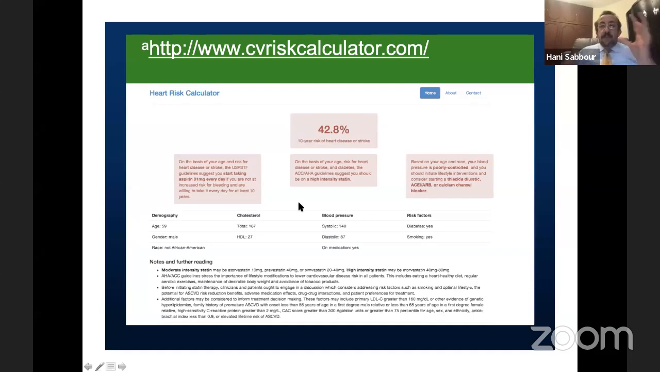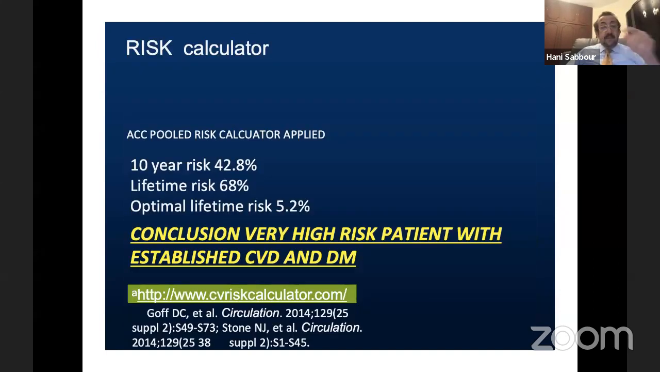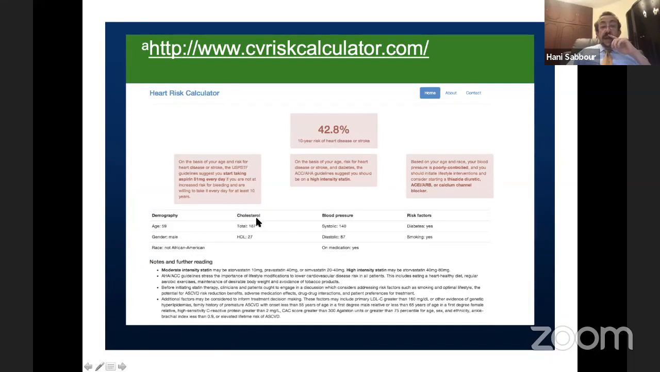So I hope it's clear that you now have to integrate both risk calculators in order to reach the same decision, whether it's for lipids, for diabetes, or for hypertension. So if you take a patient like we just saw here, a male, 59 years old, with high cholesterol, low HDL, blood pressure 140/87, diabetic and smoker, this is the risk: 42% 10-year risk.